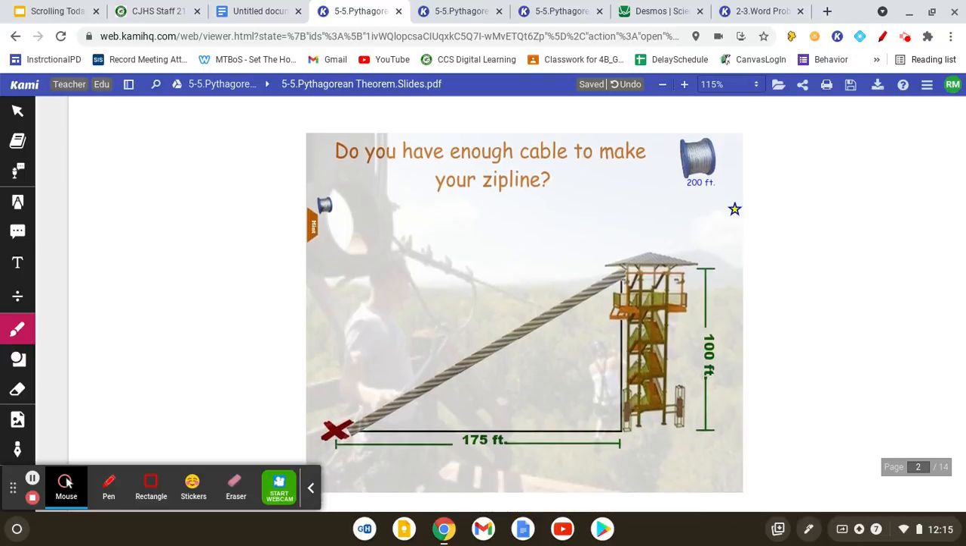Let's say you have 200 feet of rope and you want to install a zip line, and you know that the height of your tower is 100, and then the length to where you want to end is 175. Would you have enough cable to make a zip line? So that's your real world examples. Let's go ahead and get on to the notes.